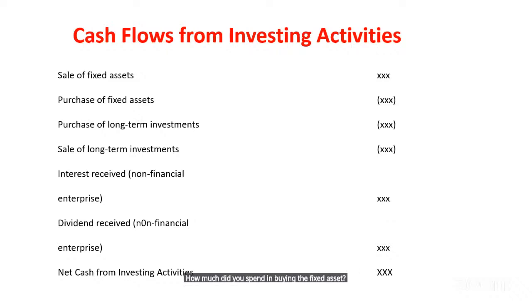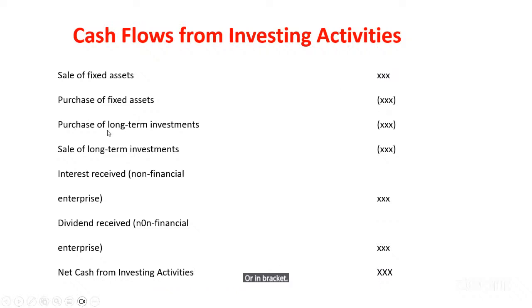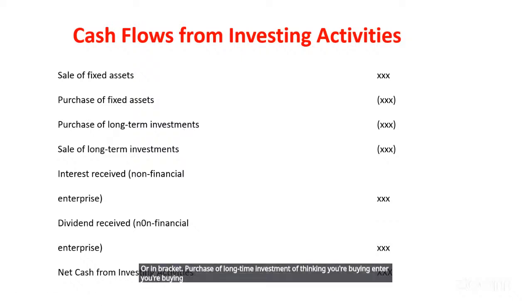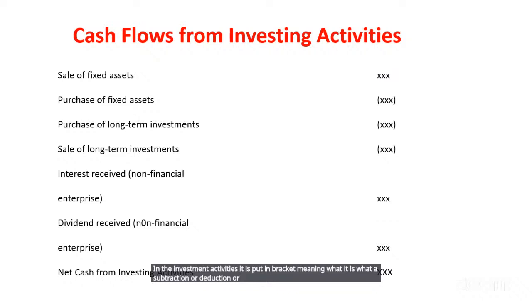Because it is an outflow, you put it in bracket indicating what money is going out. It's a deduction. It's a reduction in the value of cash in your organization. So you put it in minus or in bracket. Purchase of long-term investment: anytime you're buying, the money is going out. So anything that will result in an outflow in the investment activities is put in bracket, meaning it is a subtraction or deduction or a reduction in the value of cash.